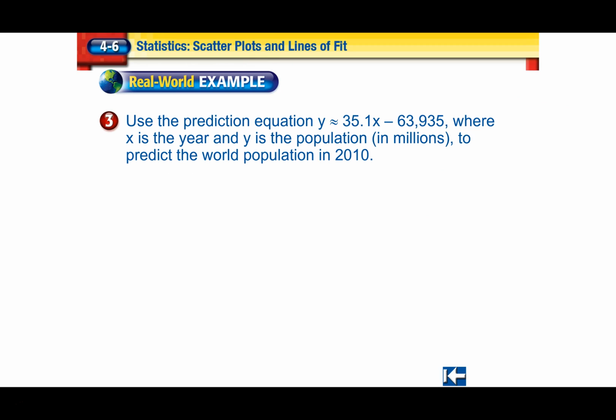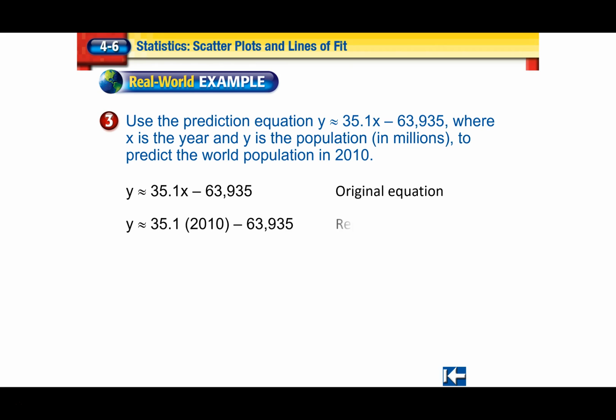Use the predicted equation of this, which we found earlier, where x is the year and y is the population in millions, to predict the world population in 2010. There's our original equation. We'll replace it with 2010, apparently. And simplify that out. Gives us approximate, then we translate that into millions by adding 6 zeros to it. And that would be our answer.